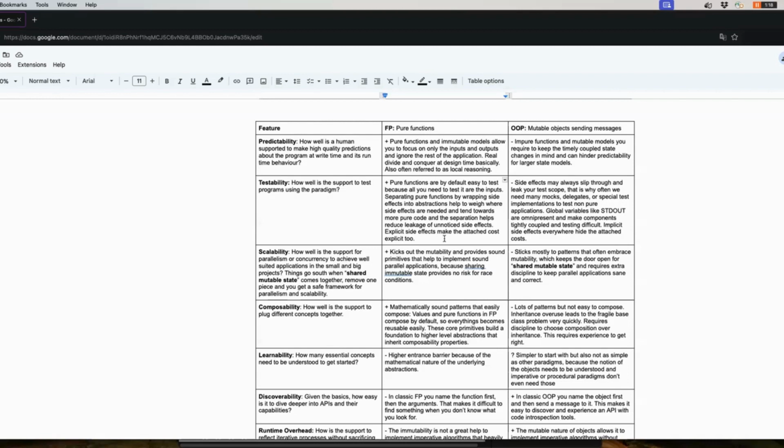So for me, this is a huge downside, because you always have to keep track of those side effects, those mutations, and over time as well. Exactly, yeah.